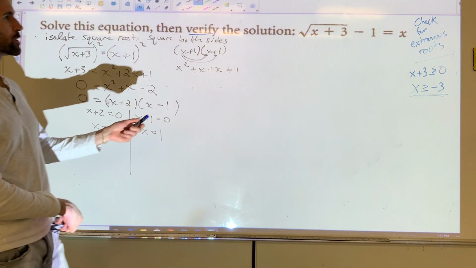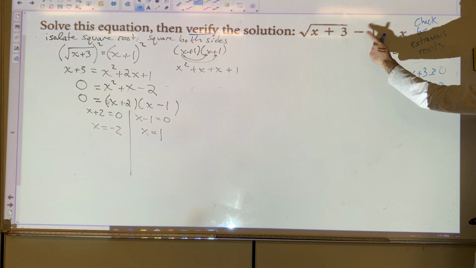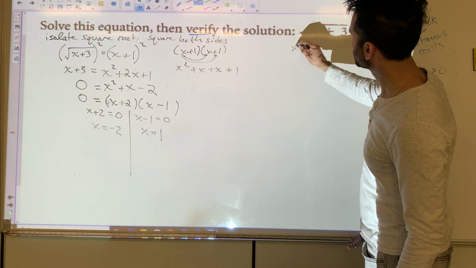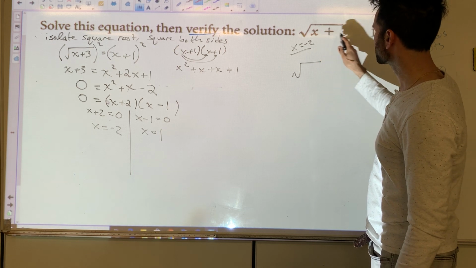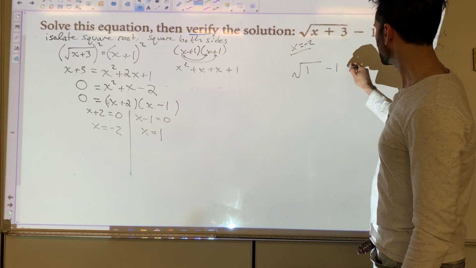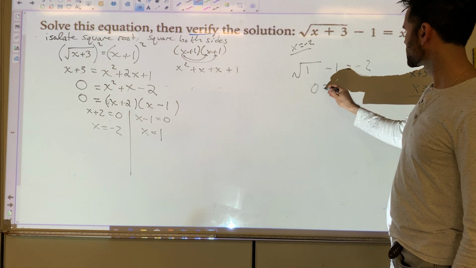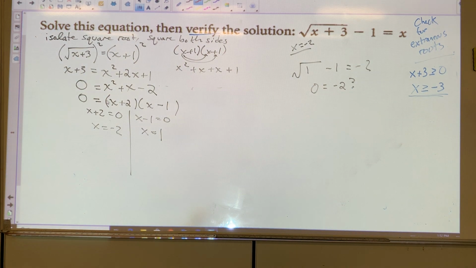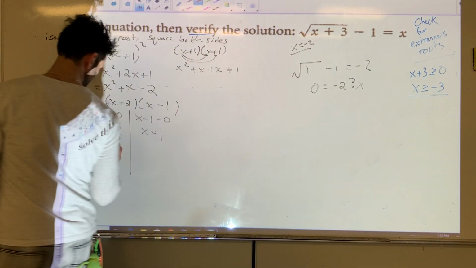So if I plug in -2, let's do it in my head. I get the square root of 1, subtract 1. So let's see what happens. Let me go write it down. I plug it in, I get the square root of -2 plus 3, so 1. Subtract 1 has to equal -2. So that's 0. Does 0 equal -2? It's not a trick question, it doesn't. So what does that mean? It means that this is an extraneous root.